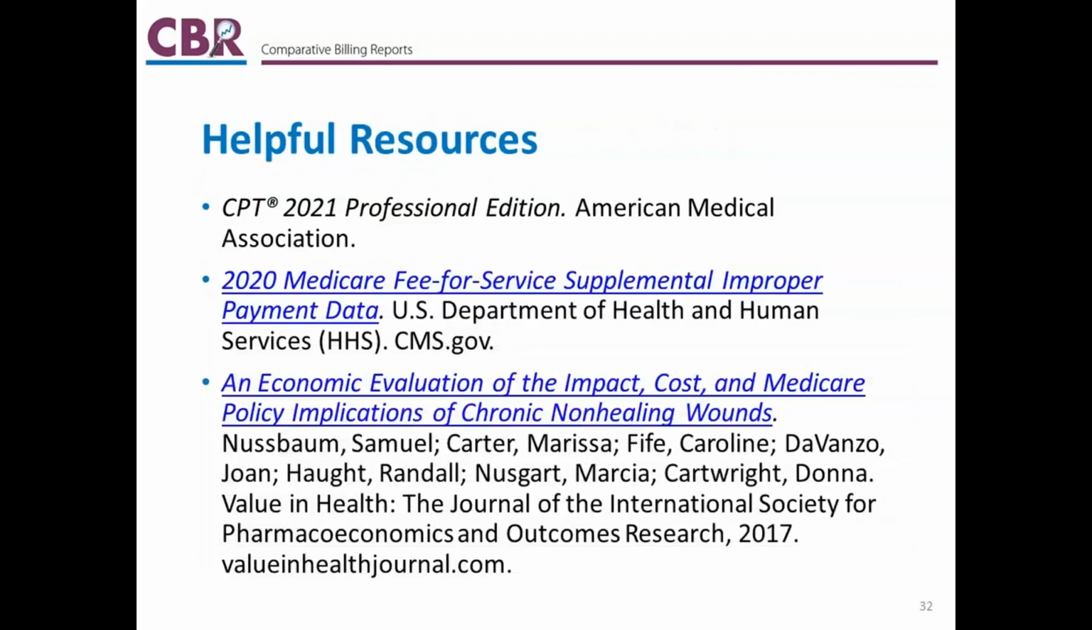These helpful resources are the documentation and reporting that the CBR team used in the creation and the analysis of the CBR. You'll see the CPT manual, the Medicare Fee-for-Service Supplemental Improper Payment Data Report, and the article that we talked about earlier.